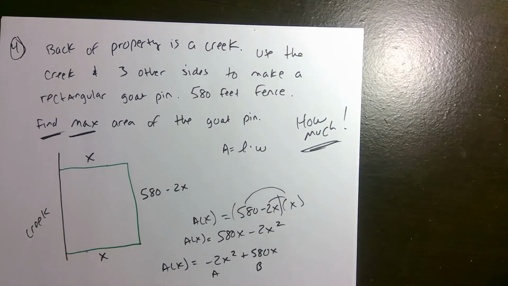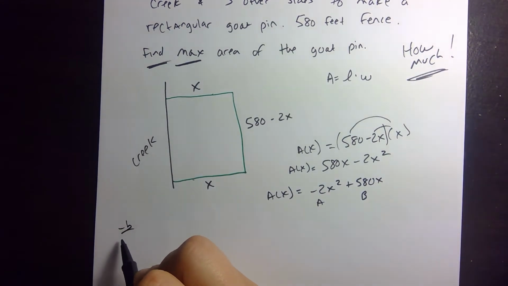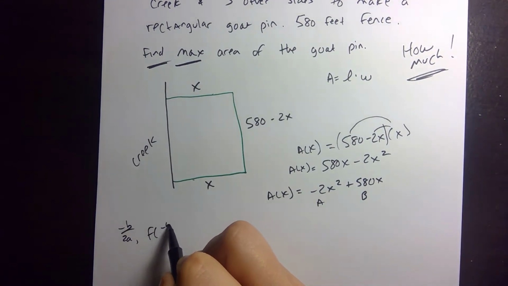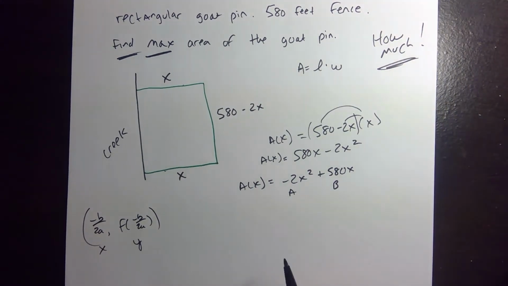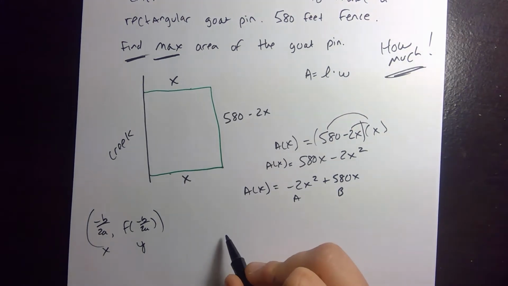How much space am I going to have? So I need to find the opposite of b over 2a, and then I need to take that value and plug it back into my function. I need to find my x value first and find my y value second. So let's do that. In my case, the opposite of b is going to be negative 580.